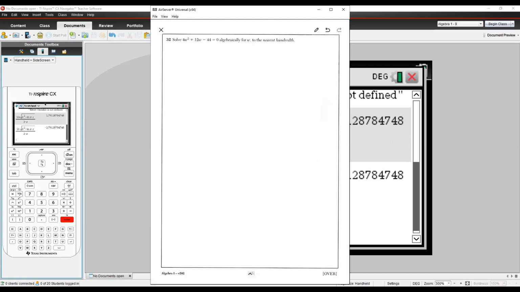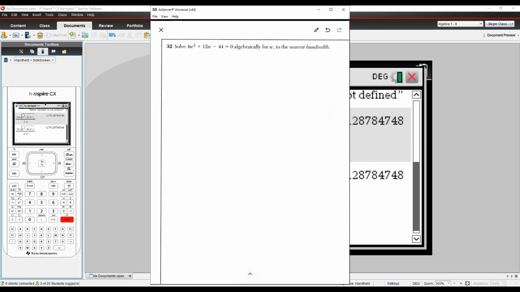This one is also a quadratic. 4w squared plus 12w minus 44 equals 0. They say solve it algebraically. All that means is use a quadratic formula, and then they want you to round it to the nearest hundredths place. So again, the A term is the leading coefficient, and then B is the middle term, and then C is the constant.